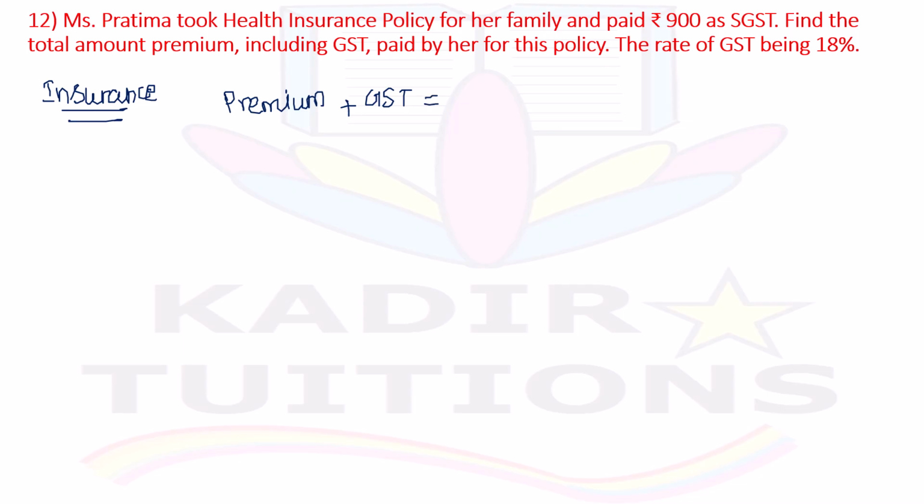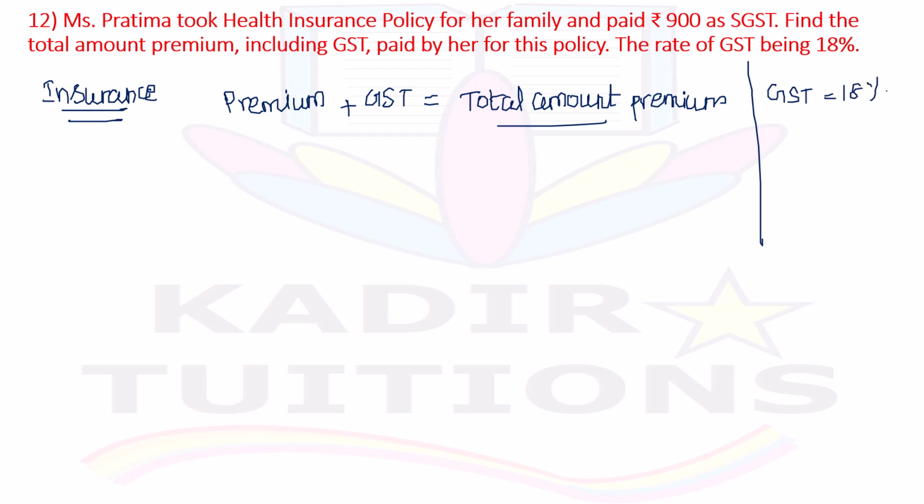So together she would have paid one total premium amount. What is this total premium amount? It is including the GST. Along with the premium, the GST cost also has to be added, then only we will get this total premium amount. Now what information do we know? They have mentioned the GST percentage as 18%, and they told us SGST is 900. So from this we can get GST: it's twice the SGST, it's nothing but 1800.